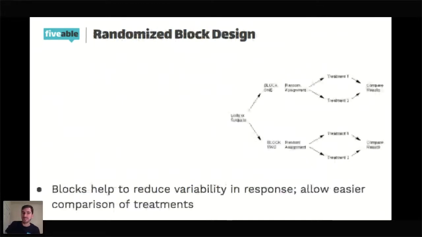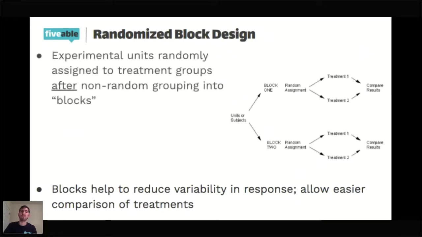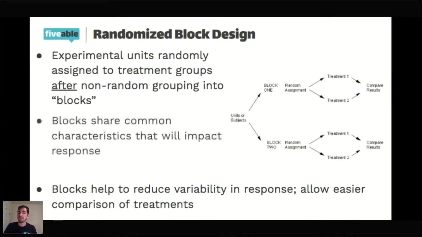But if you have different types of individuals in your study, you might want to use what's called a block design. Okay, you can see at the bottom, blocking is designed to help reduce the variability in response and allow easier comparison of treatments. What do I mean by that? Okay, what I mean is we're going to randomly assign treatments after we do some kind of non-random grouping. Because if there are people or things with common characteristics that you think will impact the response, it probably makes sense to split them up.